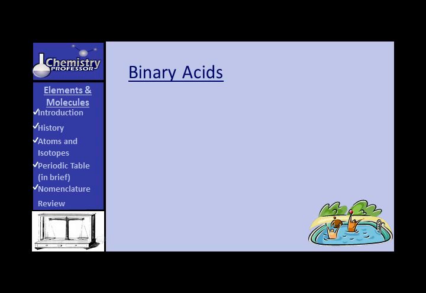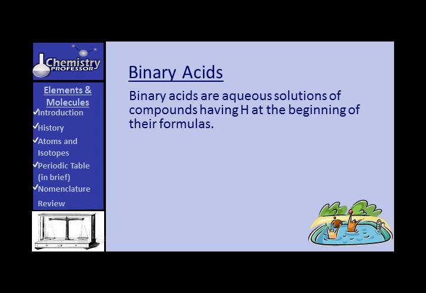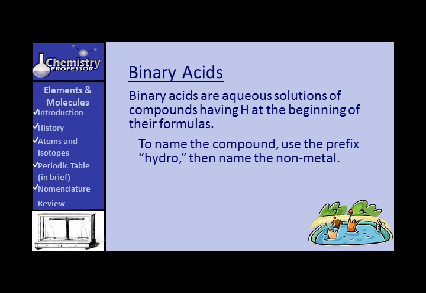Now let's look at binary acids. What are they? Well, binary acids are solutions of compounds that have hydrogen at the beginning of their formula. And to name it, we use the prefix hydro, and then we name the nonmetal, and we end it in ic acid. Hydro something ic acid. Now understand, we must know that these are aqueous solutions of the compound, or it must be understood. It must be given to us in some way, or it must have AQ written after it, something.